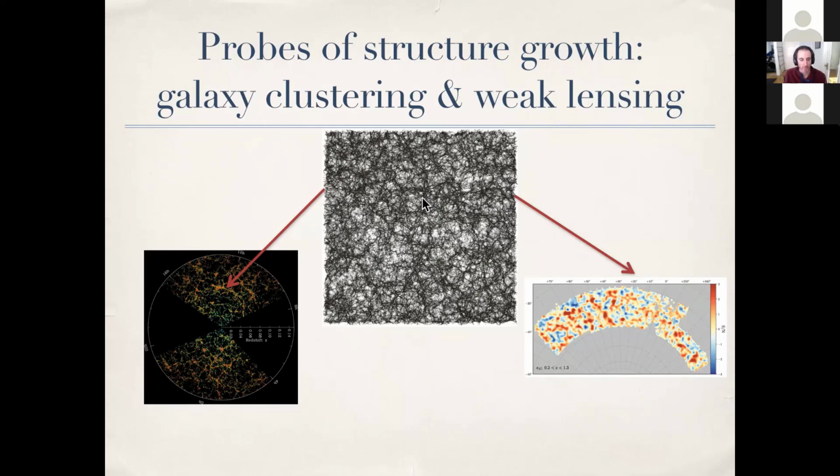The two ways that I'm going to be talking about doing that in this talk are using the galaxy distribution, this thing here on the left, and also weak gravitational lensing. This is a map of mass made by weak gravitational lensing here on the right. In the next couple of slides, I'm going to give you a little bit of a primer on both of these things. Hopefully that will give you some understanding of how these measurements proceed.